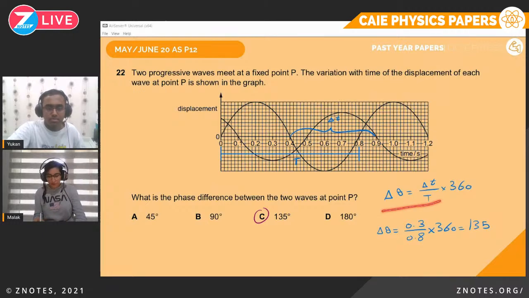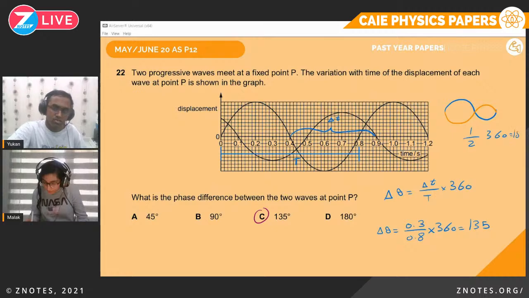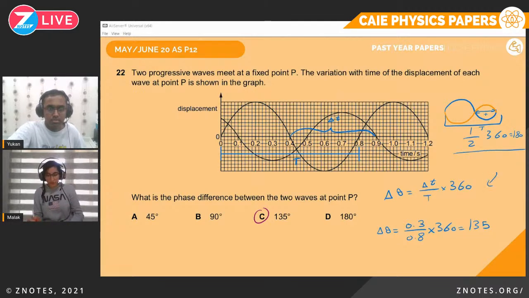You should know this equation. If you don't, you can just think of how if two waves are exactly 180 degrees apart, that means like 1 over 2, times 360, which equals 180. So the difference between them would be half. This t here would be half the t here. That's what I remember to remember this equation right here. I see. Next.